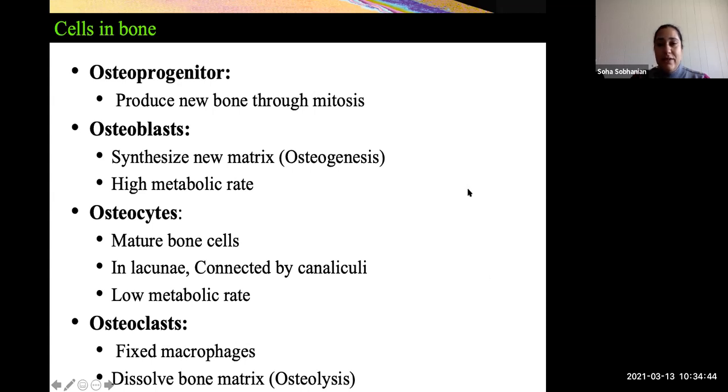So it introduces acid to the bone and it causes the bone to dissolve. And after it's dissolved, it basically releases that calcium into your bloodstream.